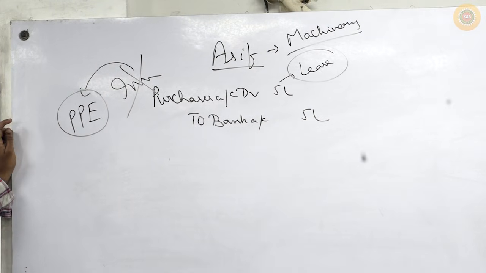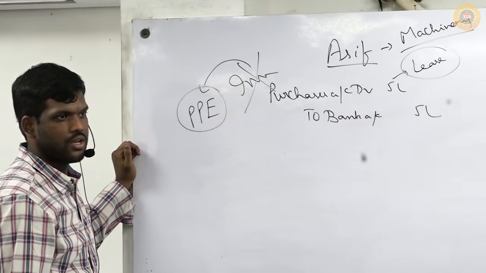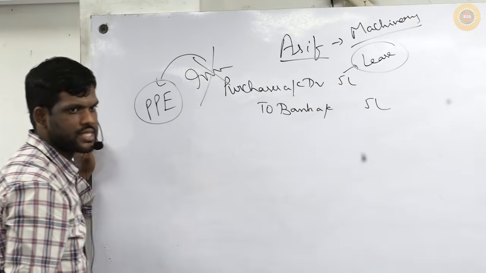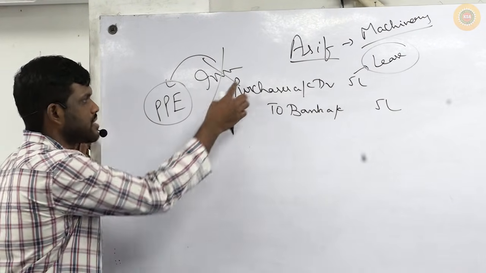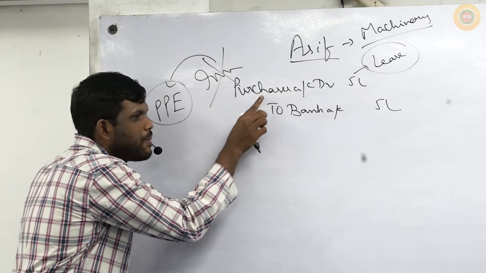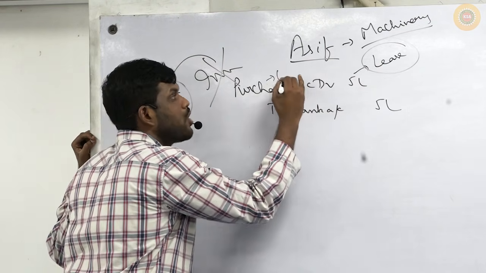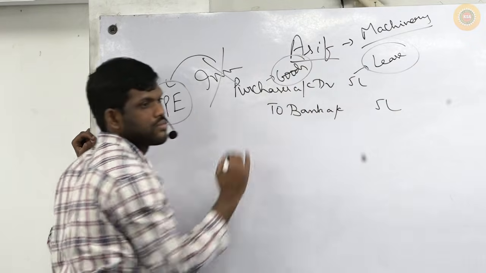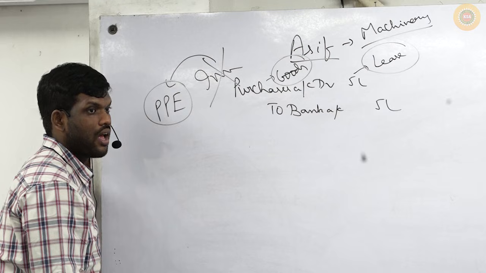When he purchased, his intention was to sell. So he debited purchases because he thought it would be inventory. But next day I convinced him and made him give it to me on lease. So from now on it should not be inside purchases. Inside purchases only goods should be there. Now this machinery is goods or fixed asset?